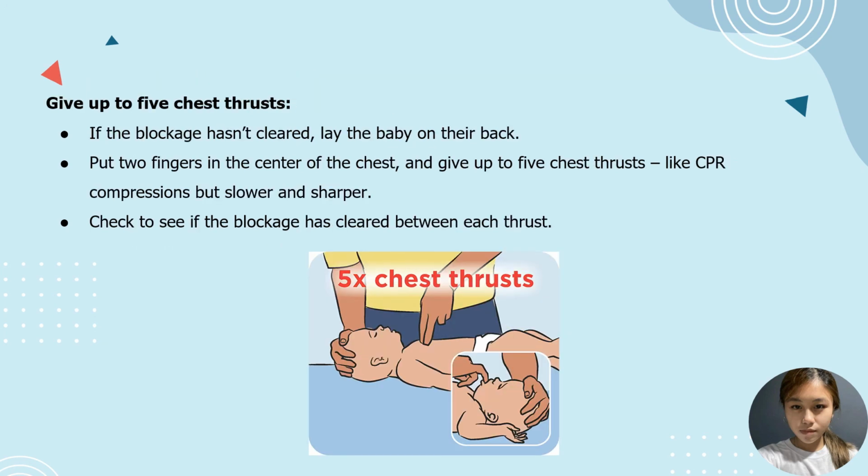5 chest thrusts. If the blockage hasn't cleared, lay the baby on their back. Put 2 fingers in the center of the chest and give up to 5 chest thrusts. Like CPR compressions, but slower and sharper. Check to see if the blockage has cleared between each thrust.